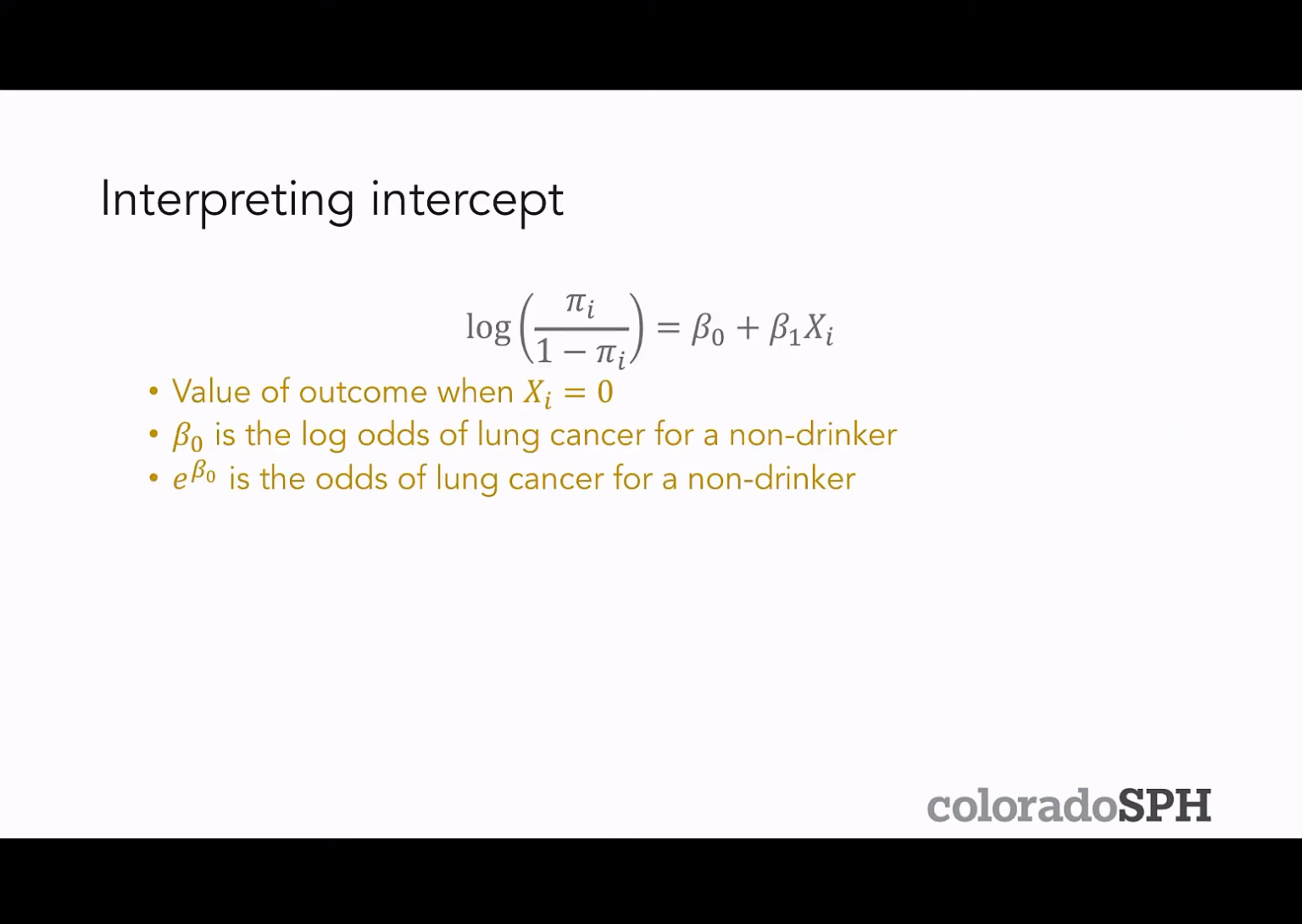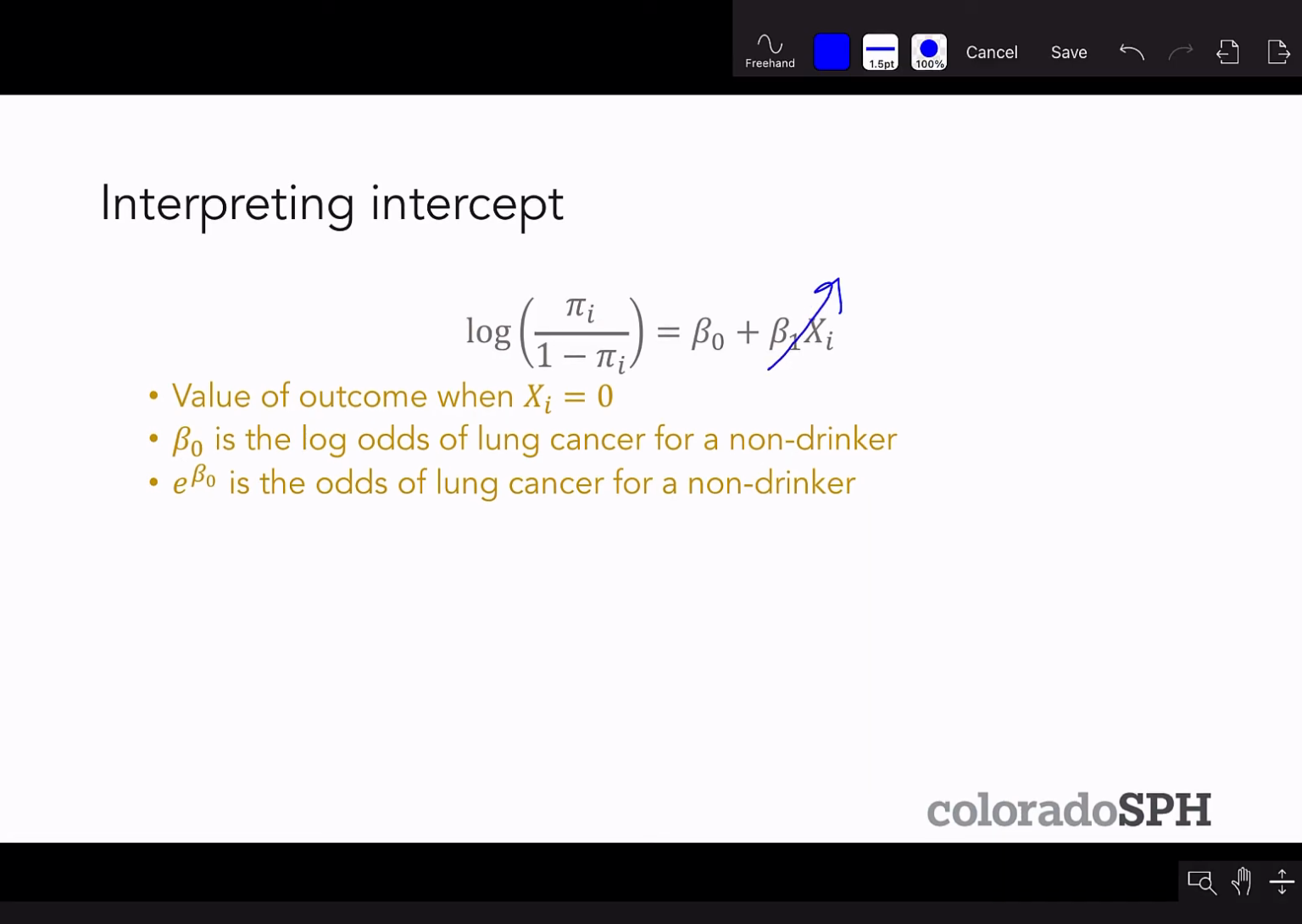The way that you interpret the intercept here is that the intercept is just the value of the outcome when xi is equal to 0. If you plug in x equals 0, this cancels out, and then you have beta 0 equals the logit of pi. So in the context of this particular example, beta 0 is the log odds of lung cancer for a non-drinker. Of course, you can exponentiate both sides to get pi i over 1 minus pi i, which is the odds of lung cancer, equals e to the beta 0. So by exponentiating beta 0, you can interpret that as the odds of lung cancer for a non-drinker.